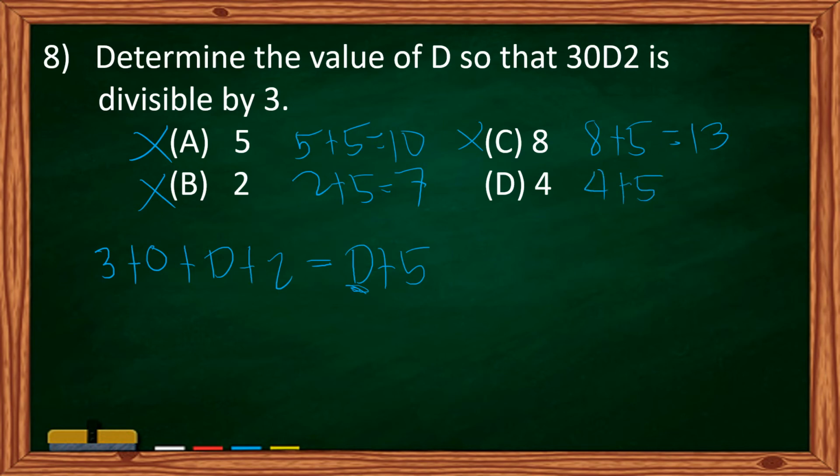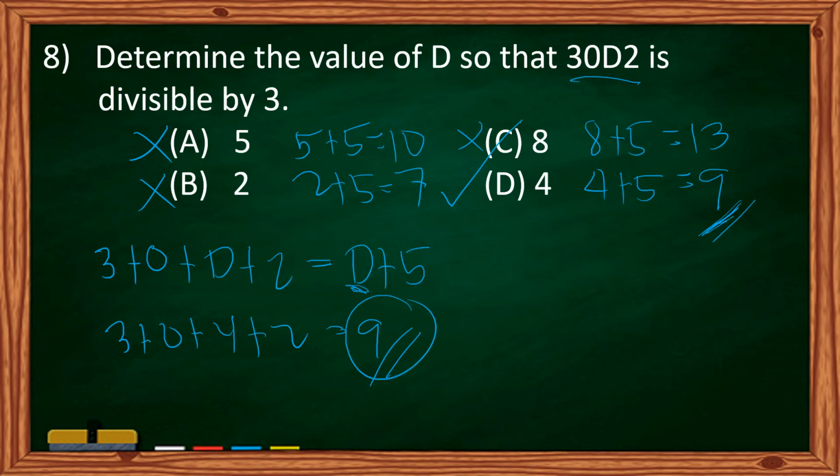How about for 4? 4 plus 5 equals 9. Ayun. 9 is divisible by 3. Therefore, the value of D in order for this number to be divisible by 3 should be 4. So if you are going to check, 3 plus 0 plus 4 plus 2 will give us 9 actually, as stated here. So 9 is divisible by 3. So 3042 can be divided by 3 without remainder. Okay, so the final answer is letter D.